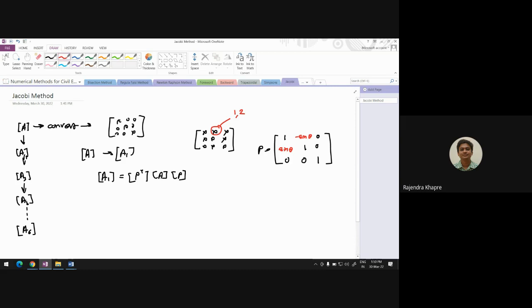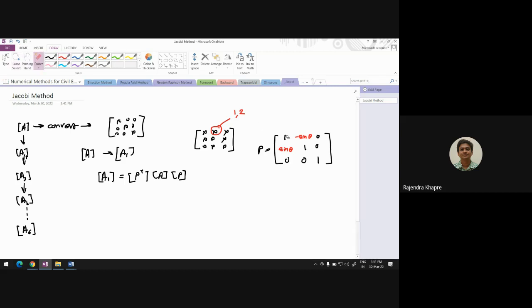Okay, so if you are eliminating 1 and 2, then in location 1 2 you write minus sin theta, and you reverse the digits, 2 1, and you write sin theta. Is it clear to everyone? Right, now there are two numbers, 1 and 2. One represents the row and 2 represents the column. So now I am combining both.